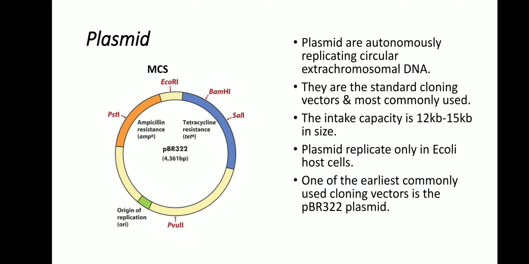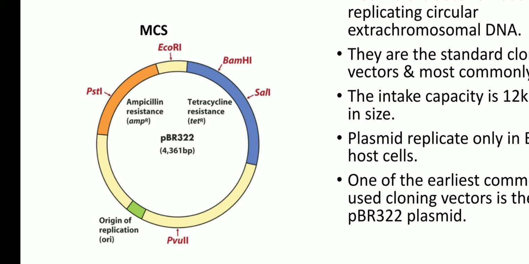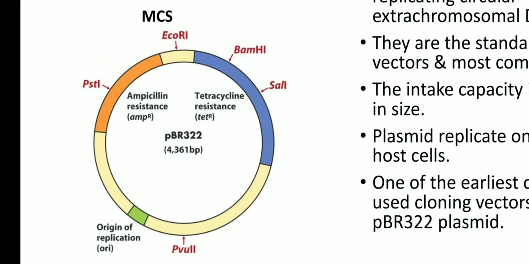Most commonly, this plasmid vector is used in various recombinant technologies. The intake capacity of plasmid is 12 kb to 15 kb in size, meaning up to 12 to 15 kb of foreign DNA or target DNA can be inserted into the plasmid vector to form a recombinant vector or recombinant DNA. Commonly, the earliest vector is pBR322. See the diagram of pBR322. The size of this plasmid vector is 4361 base pairs.